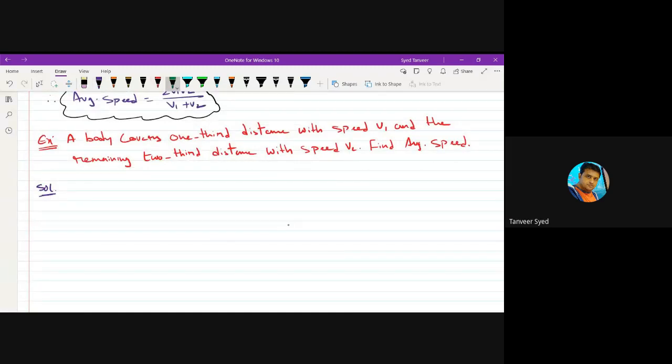Situation: a body covers 1/3 distance with speed v1, remaining 2/3 distance with speed v2. That means it is traveling for some distance. We don't know how much, but we know this distance is covered in two parts. Are they equal? No. One part is 1/3, the other is 2/3. So let us say the total distance is d. This part is 1/3, that means d by 3. The remaining part is 2d by 3.